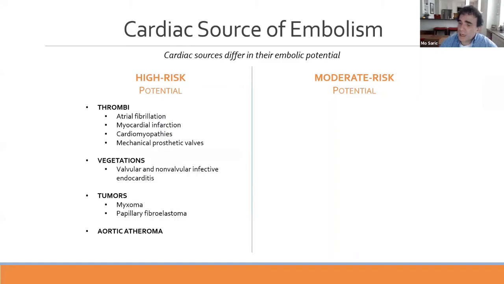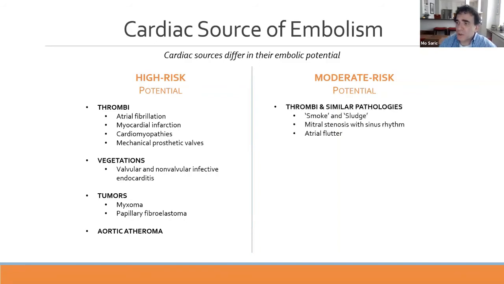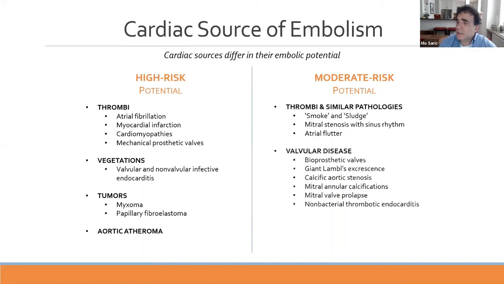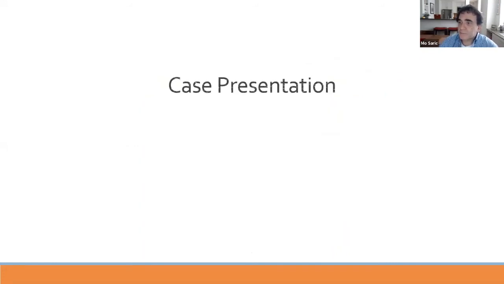So therefore, aortic atheroma is one of the 4 high-risk embolic potential cardiac sources of emboli, as opposed to moderate risk, such as smoke and sludge, a variety of valvular disorders, and as well as abnormalities of the atrial septum. And I'll show you a brief case presentation.